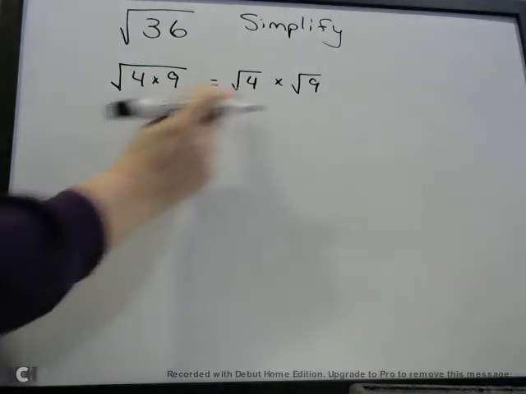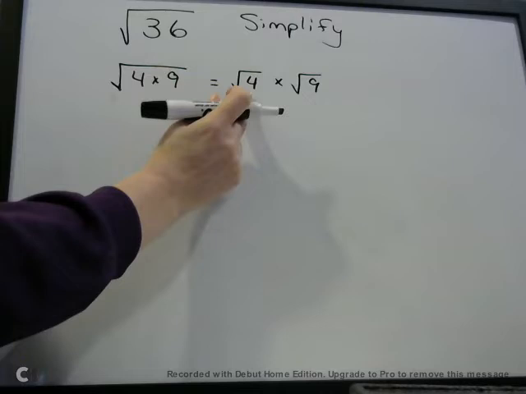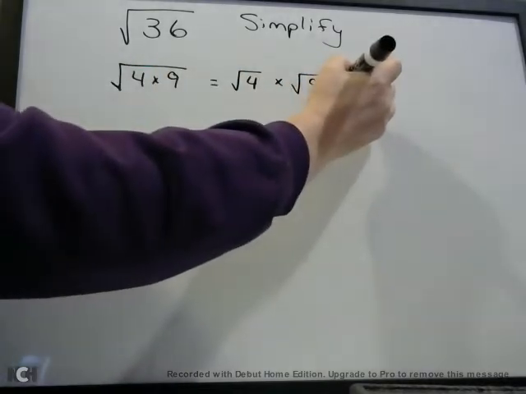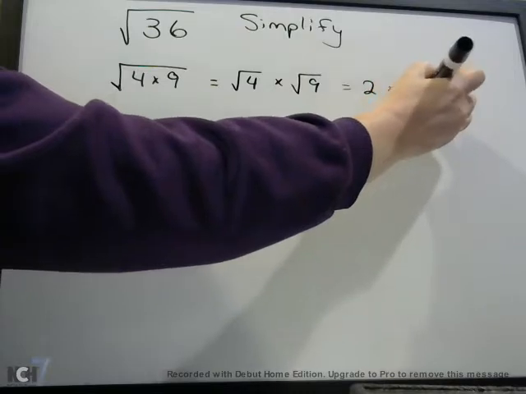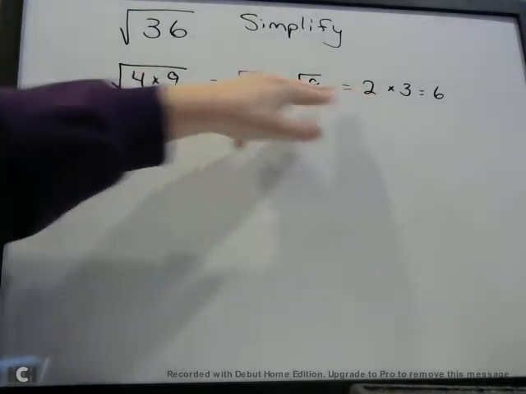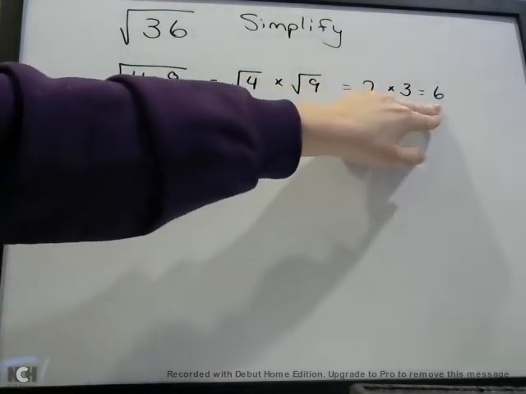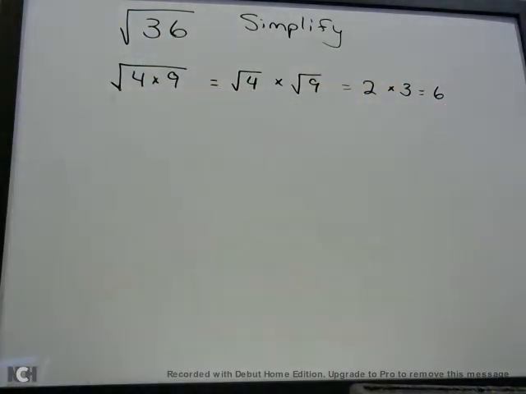So we're just going to write it differently. It's still 4 times 9, the square root of the whole thing, the square root of 4 times the square root of 9. Now those you should definitely know offhand. The square root of 4 is 2. The square root of 9 is 3. So we have the square root of 4 is 2 times the square root of 9, which is 3. 2 times 3 equals 6. So the square root of 36 is 6, which we knew before, but this is the process of how to do it.